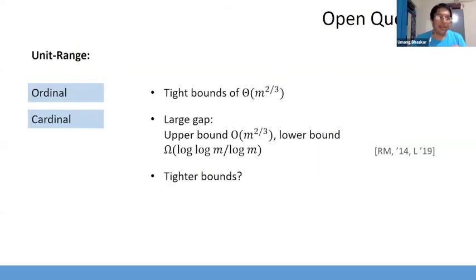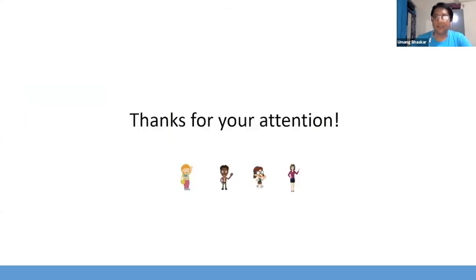For these kinds of normalizations, unit range normalization, it's known that again we have tight bounds on ordinal mechanisms. However, for cardinal mechanisms, there's a large gap. We know an upper bound of m to the 2/3 and a lower bound of log m over log log m. So this would be an interesting question to solve as well. Let me just stop here and say thanks.